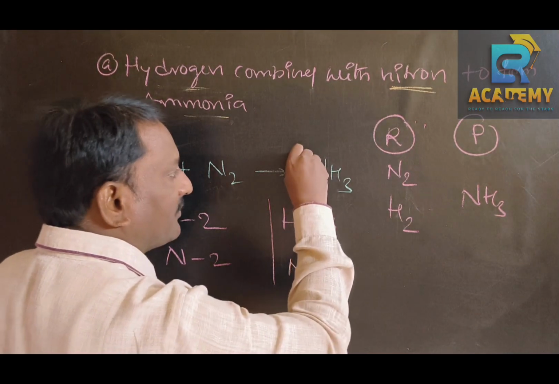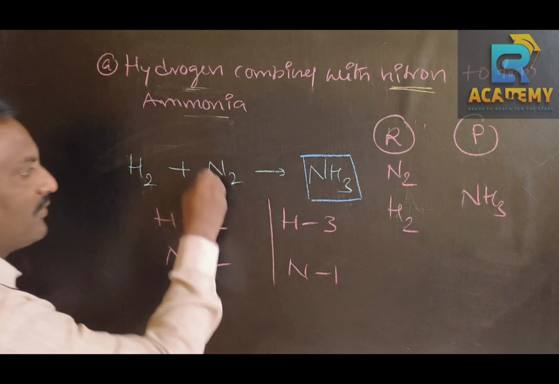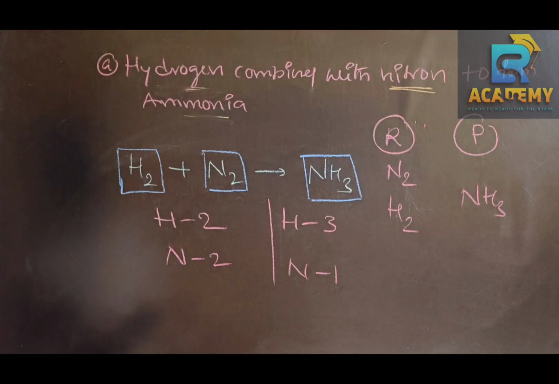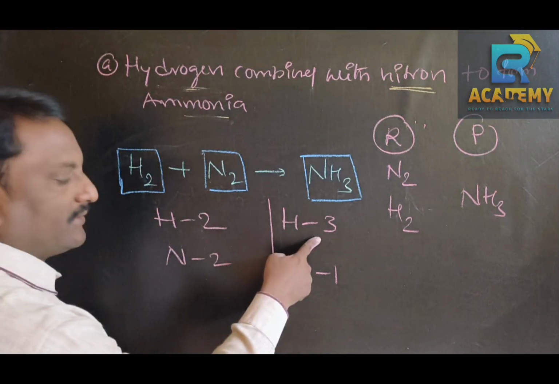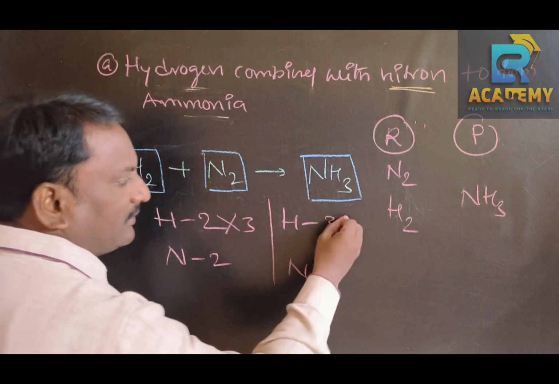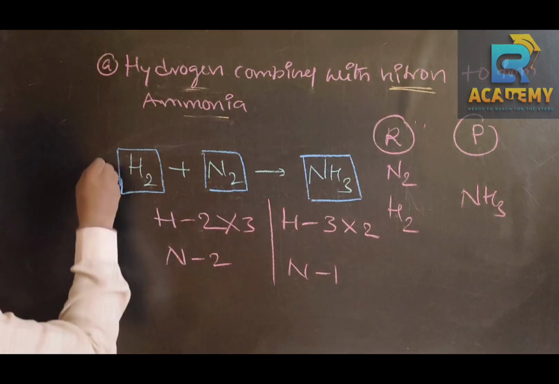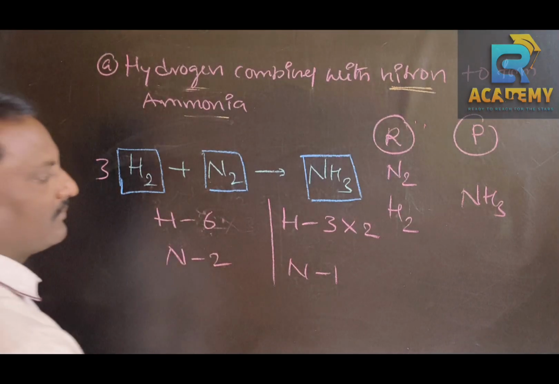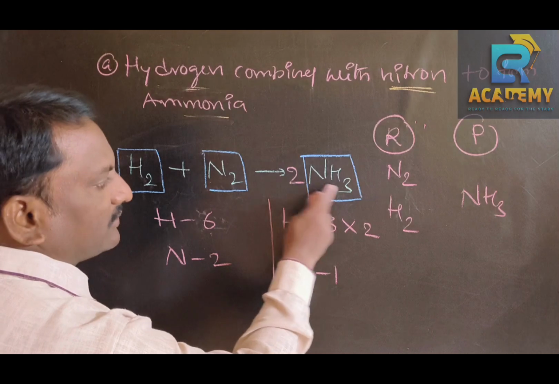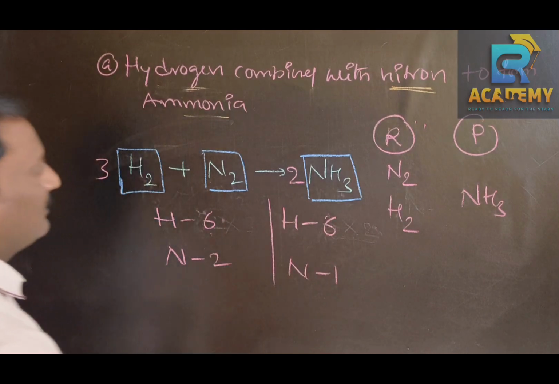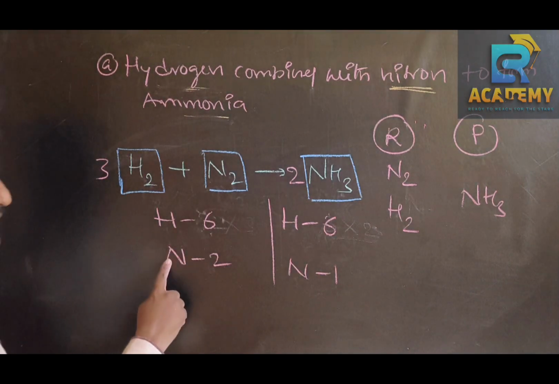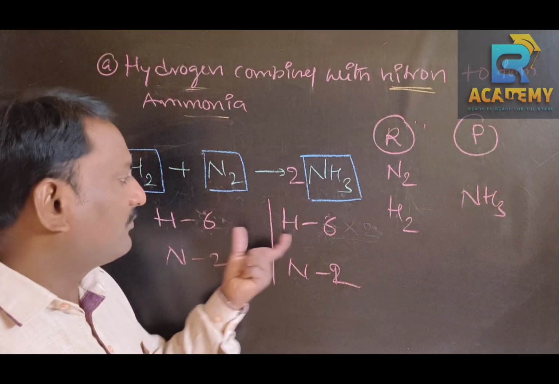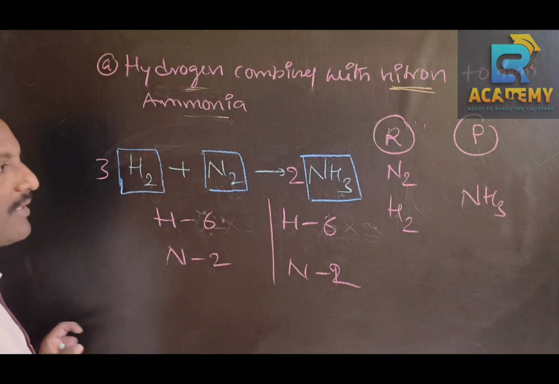Before balancing the chemical equation, it is better to enclose these formulas in boxes. Here 2 and here 3. Multiply with 3, multiply with 2. Place 3 here, so 3 into 2, 6 hydrogens. Here place 2, 3 into 2, 6 hydrogens. Nitrogens remain unchanged. On this side, nitrogen 2 into 1, that's 2. So they become equal on both sides. It's a balanced chemical equation.